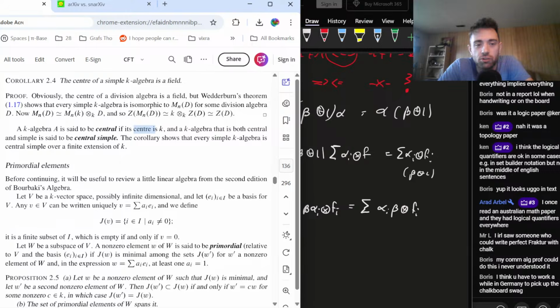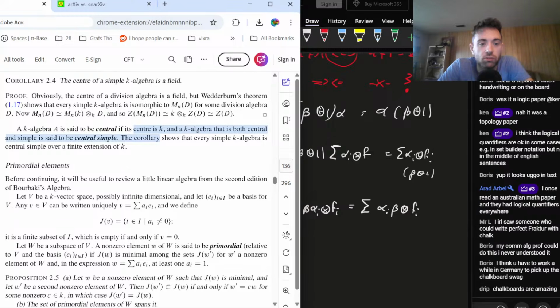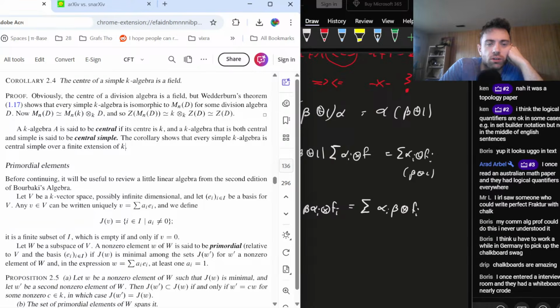A K-algebra is said to be central if its center is K specifically, and a K-algebra that is both central and simple is said to be central simple. Makes sense. The corollary shows that every simple K-algebra is central simple over a finite extension of K. Hang on. Why does that say that? Why does the corollary say that? It says it's a field. Oh, I see.